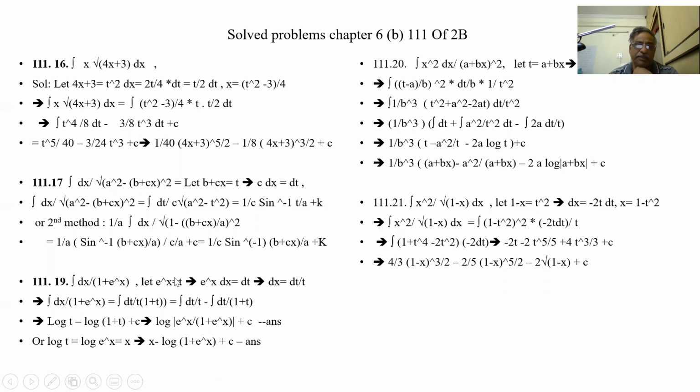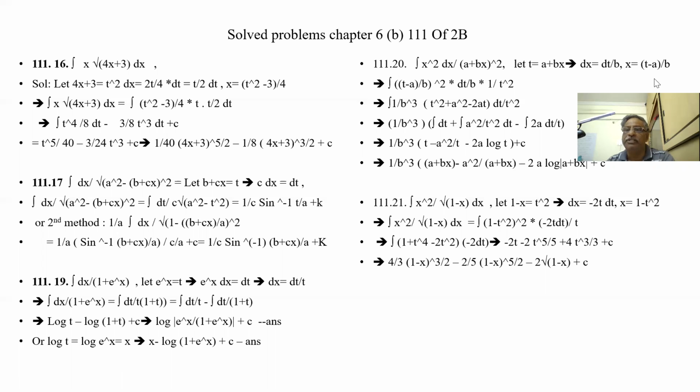This is the answer. Similarly here, let us put a plus bx as t. There is no root here, simply a square. So I am putting a plus bx as t. So dx is equal to dt by b, and x is t minus a by b.